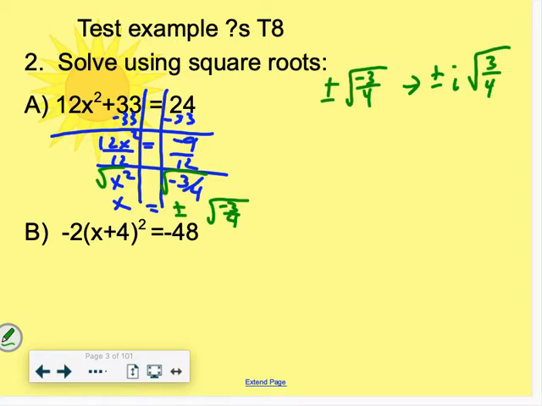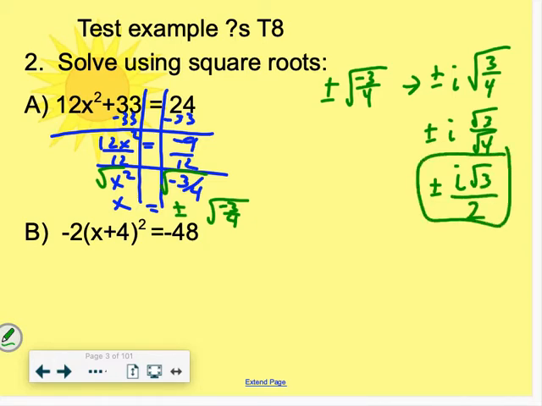Then I'm going to rewrite it as square root of 3 over square root of 4, because there's a rule that says you can't have a radical in the denominator when you simplify it. And in this case, the square root of 4 is just 2. So it's plus or minus i times the square root of 3 over 2. So positive i square root of 3 over 2 and negative i square root of 3 over 2.